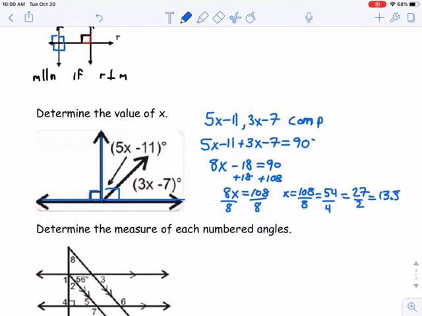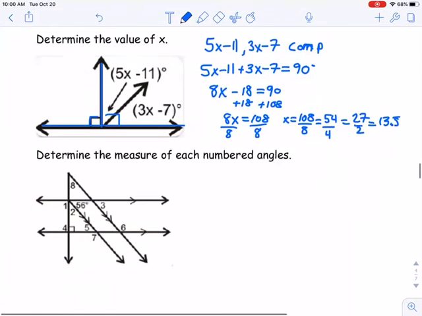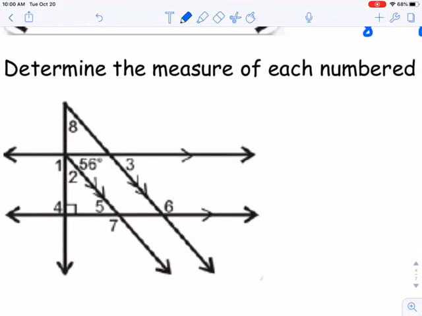Something we could have done way back in Unit 1, but it's good to brush up on our skills, remember these things, so on and so forth. All right. And then last one right here, we got determine the measure of each numbered angles. So just some logic problems. Minimal calculations, more just thinking what's true and how do I know it to be true.